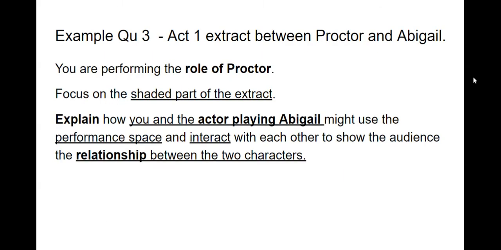So here's an example question. The extract is the moment that Proctor and Abigail are left alone in Act 1 in Parris's house, and you are performing the role of Proctor. Focus on the shaded part of the extract. That's in the next slide. Explain how you and the actor playing Abigail might use the performance space and interact with each other to show the audience the relationship between the characters. So this is one of those examples of something that's about relationships rather than tension, although there might be tension there, and there certainly is between them at this moment.